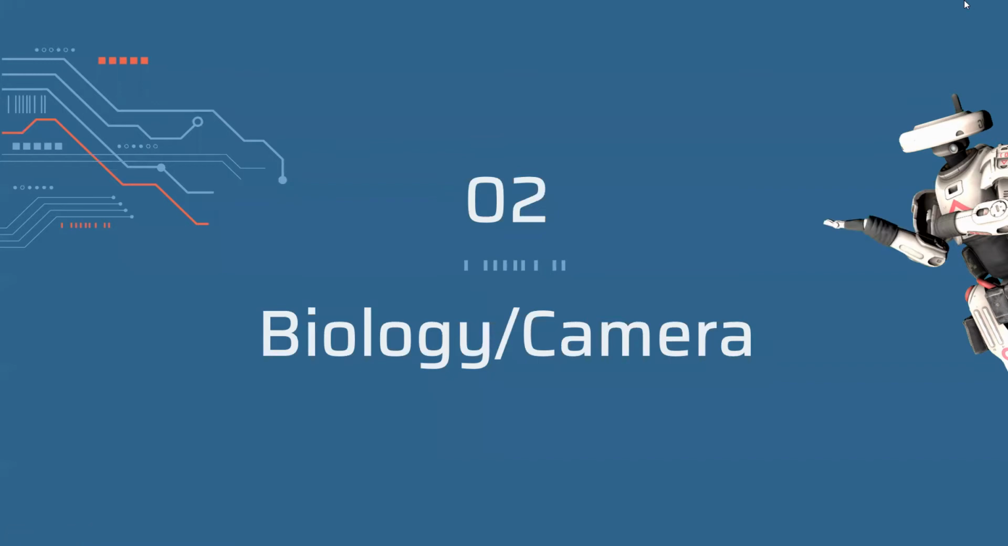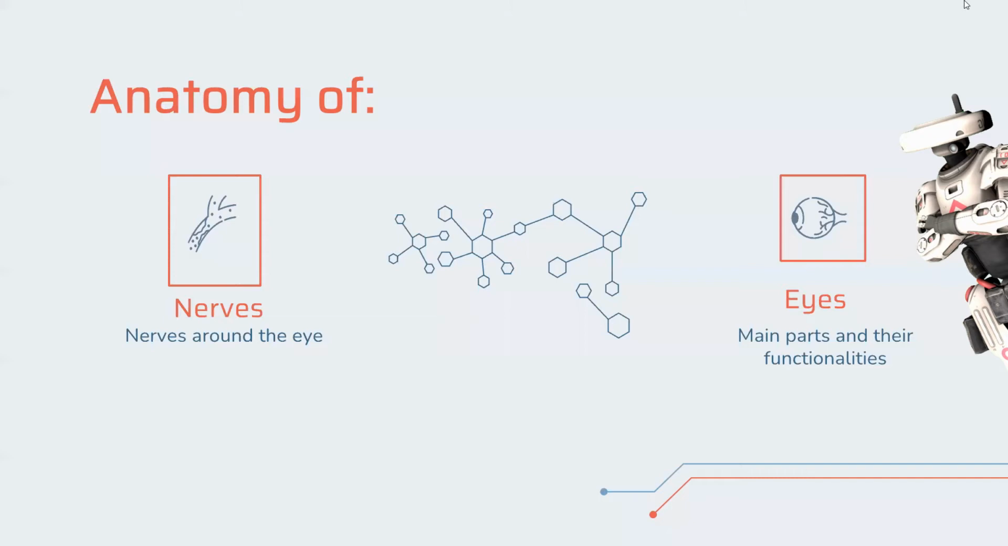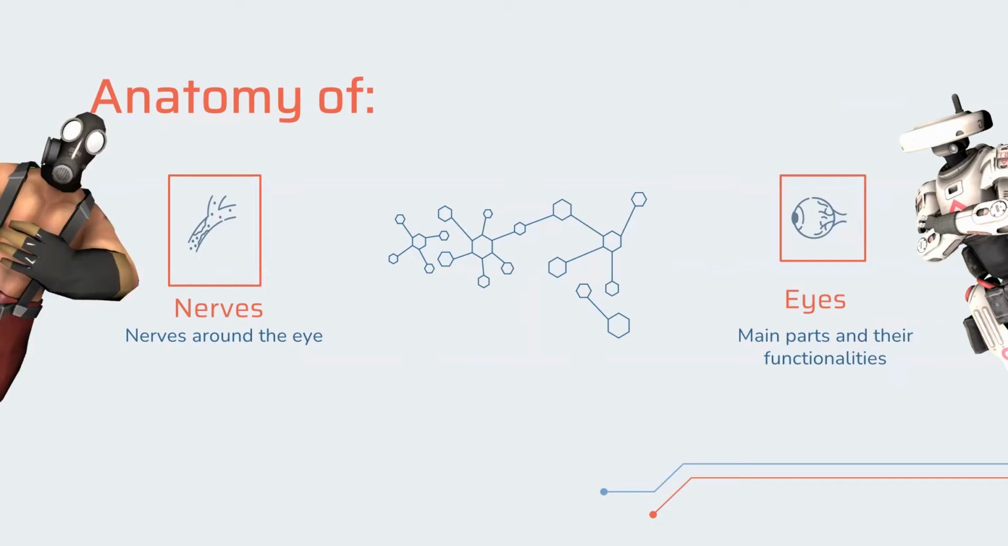And now we'll speak about the biology of the eye and the camera. And here we'll talk about the anatomy of the nerves, which are located around the eyes, and the anatomy of the eyes, their main parts, and their functionalities. And for the nerves, we'll be speaking specifically about the optic nerve.